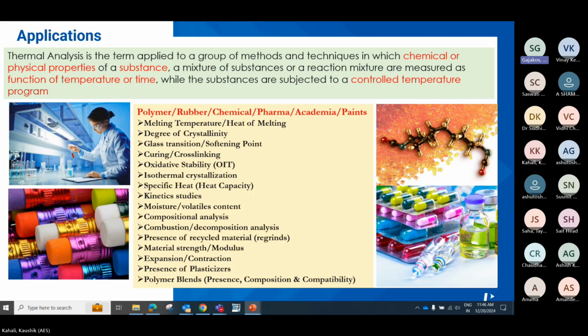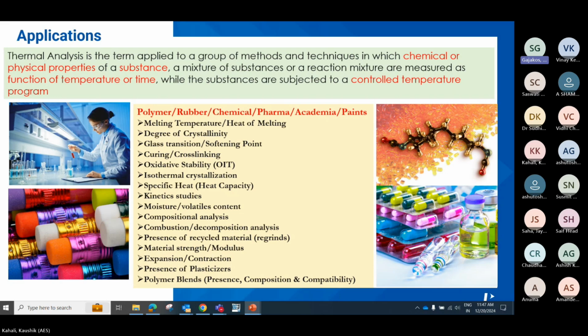So this thermal analysis is spread across different kinds of samples and different markets. As you see: polymer, rubber, chemical, pharma, academia, paints. So there is a wide variety of samples we can analyze with the help of thermal instruments, and we can get a lot of information from these instruments. What kind of information can we get from this analytical instrument?